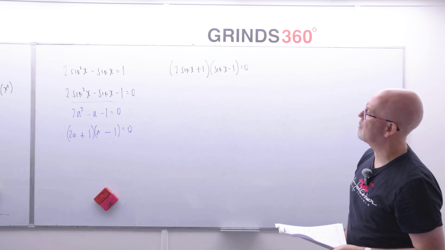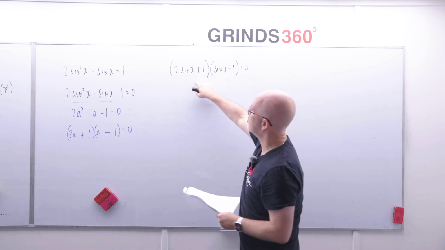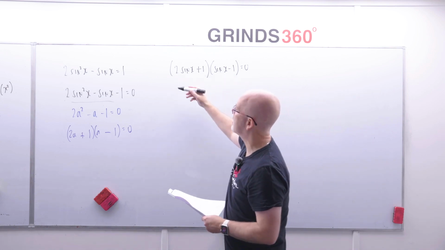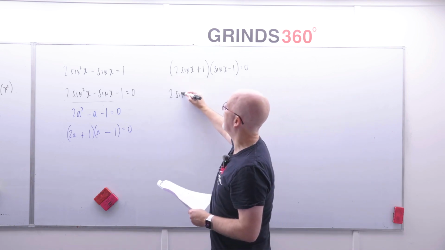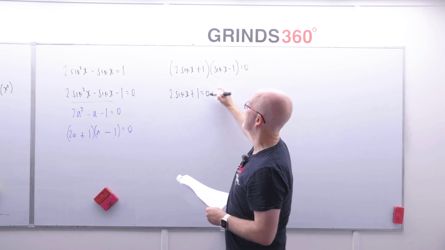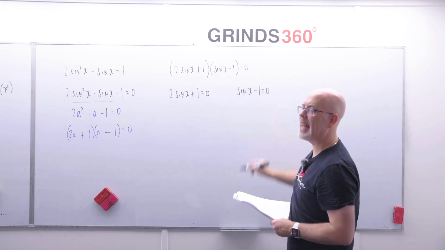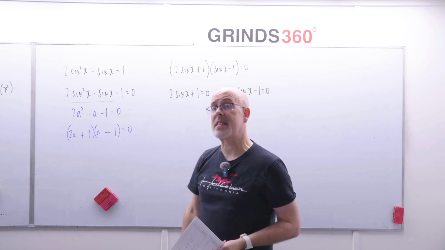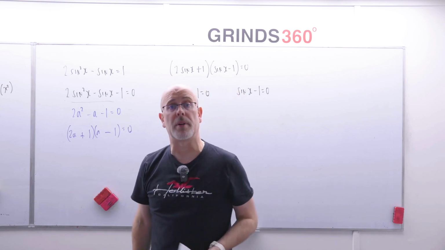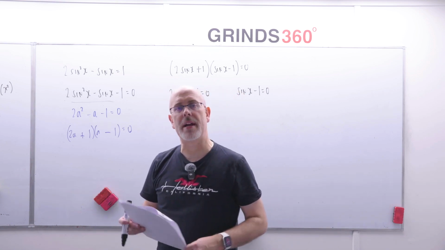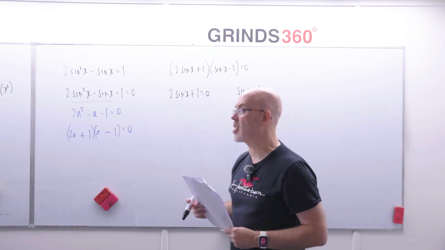So I've factorized the left-hand side. And now remember, if these two things multiplied together give me 0, either that must be 0. So we get 2 sine x plus 1 equals 0, or this one equals 0: sine x minus 1 equals 0. And now we're down to two very simple equations that we can solve like we did in the previous lessons. So that's the extra step here, getting down to these equations by factorizing.